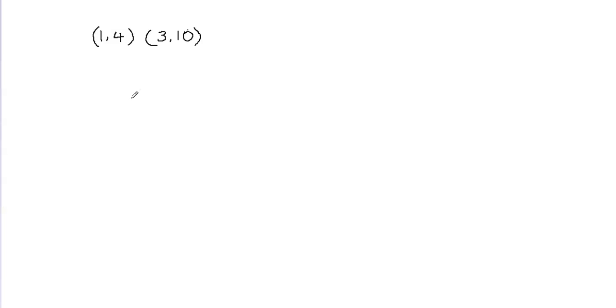Hi, in this video we'll learn how to find the equation of a line when given 2 points. The first thing we're going to do is write the equation of a line in slope-intercept form, which is y equals mx plus b.